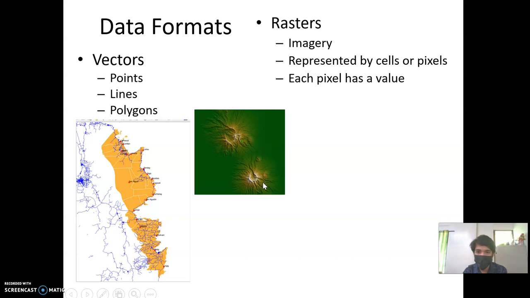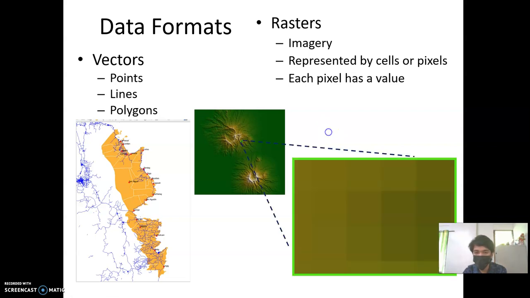We also have what we call the raster formats for data, which includes imagery represented by cells or pixels. Each pixel has a value. So for raster, you put pictures. You scan a picture, then we georeference that picture so that it can become raster data. Each pixel of the picture, you can see as a square. That square has a color gradient that represents one whole picture.